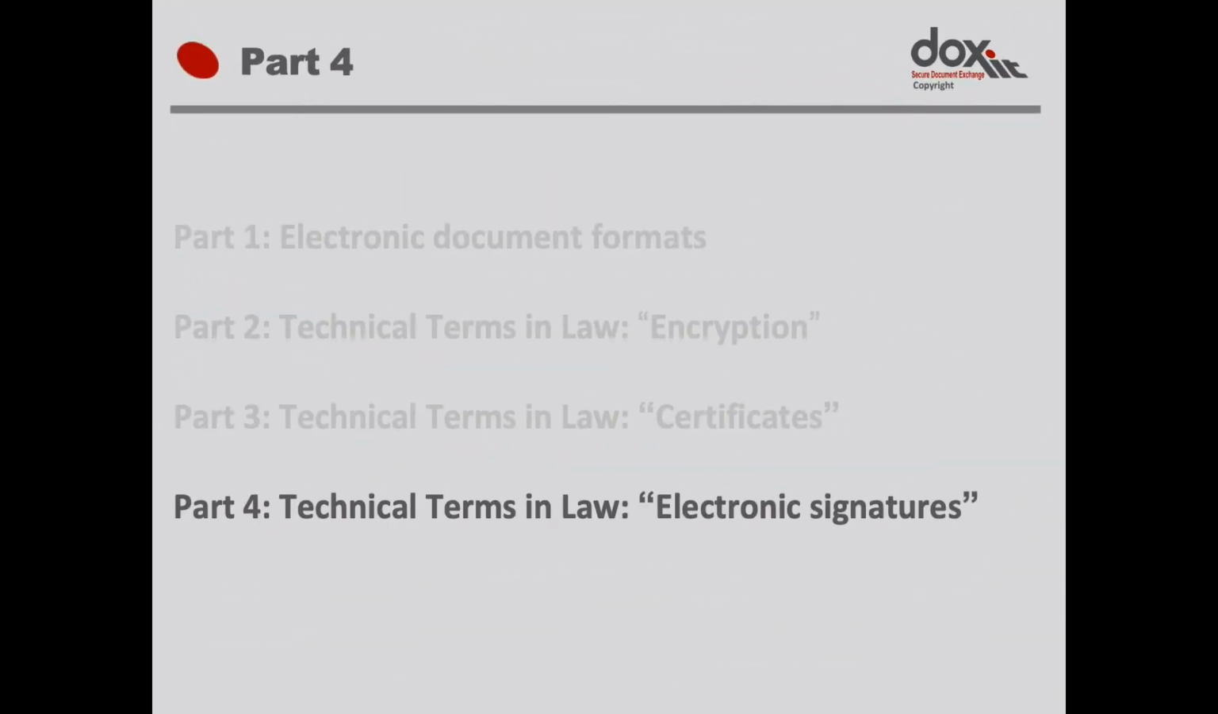Part 1 was a very basic look at electronic document formats and the benefits and pitfalls of working with electronic documents. In part 2 we discussed encryption, what it is, why we can trust it, and what it can be used for. In part 3 we discussed what a certificate is and how the issuing of certificates is regulated by the ECT Act. In part 4 the focus is on how encryption can be used to ensure confidentiality and how to add an electronic signature to a document.